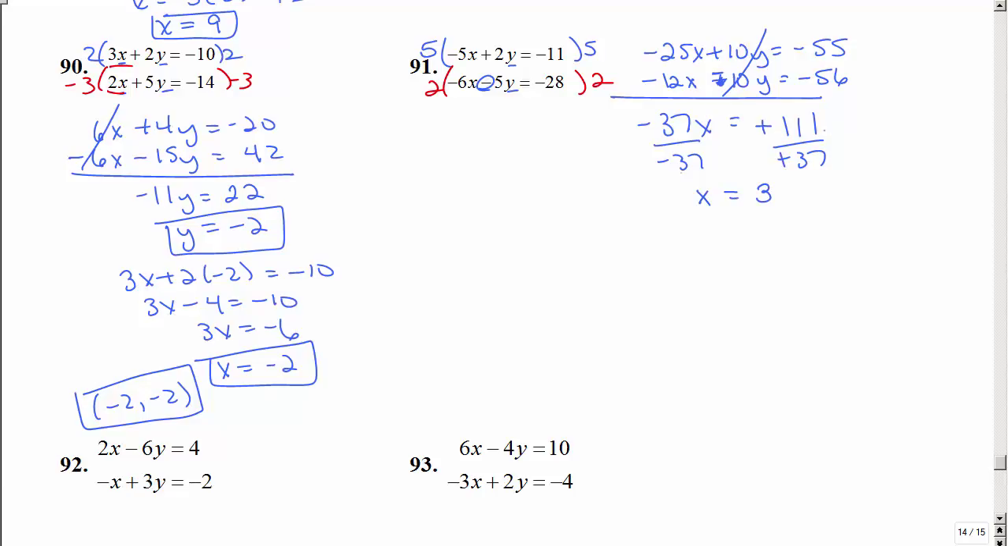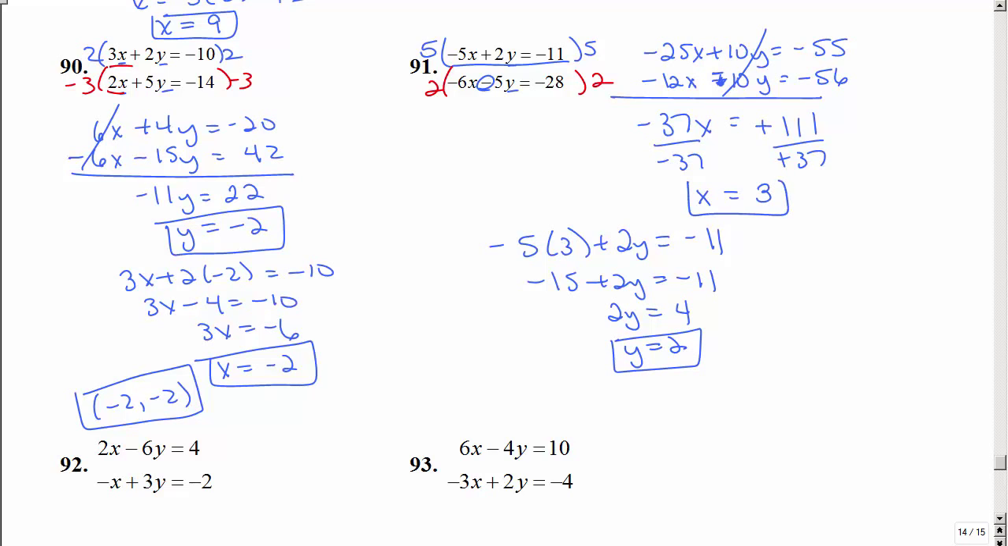Again, then I need to get y, so I'm going to come back up to the top one. So negative 5 times the x I solved for. And I get y is 2. So my ordered pair is x is 3 and y is 2.